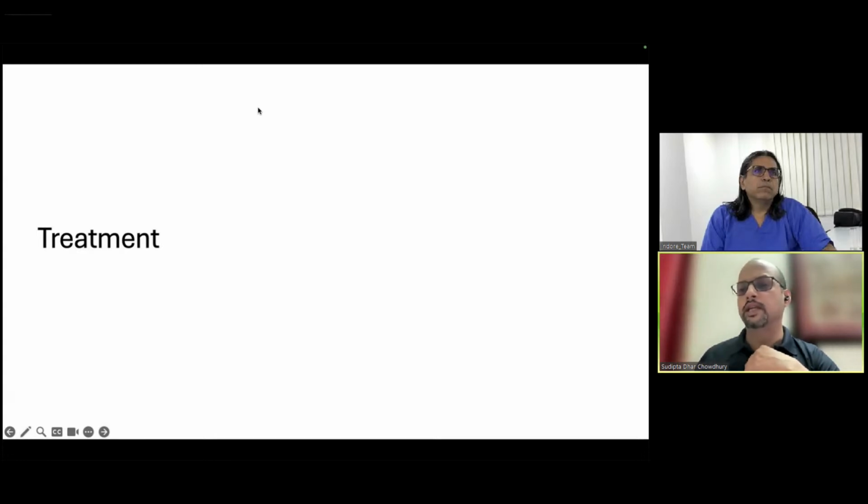MRI shows possibility there are septations, the thickened septation. Definitely, I will go in and assist with the EUS.